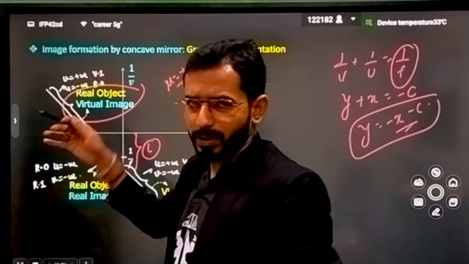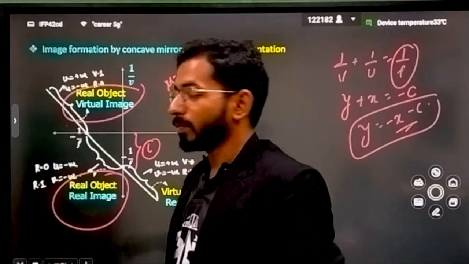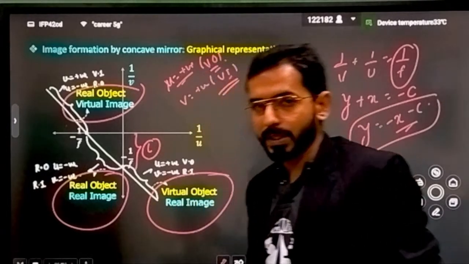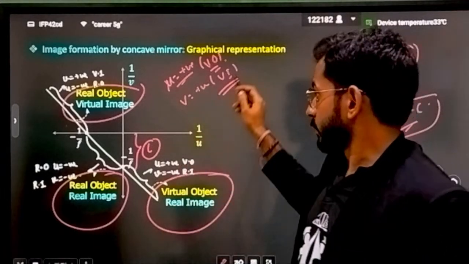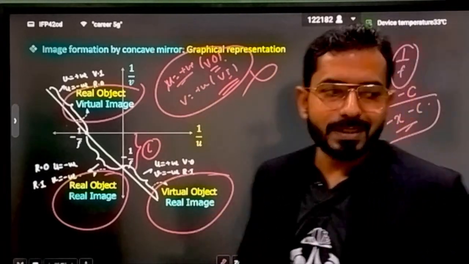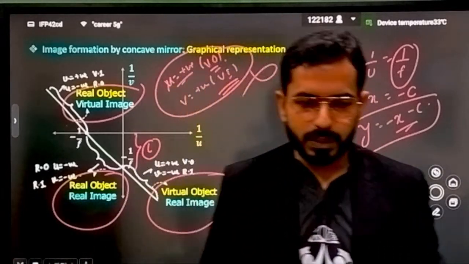A real object and virtual image you can create, and in the ray diagram I have shown you. Real object, real image, in most of the cases it is getting formed. For a virtual object also you can make real images, but for a virtual object you cannot make a virtual image. These kinds of questions can come as statement based questions.